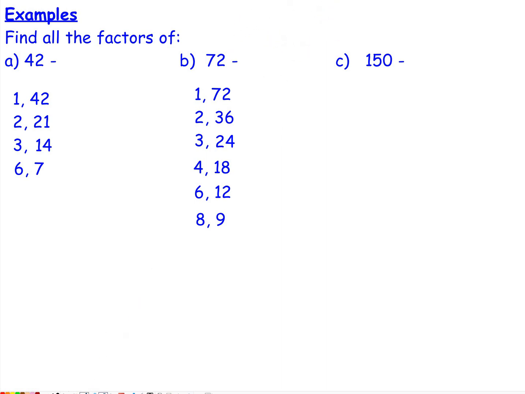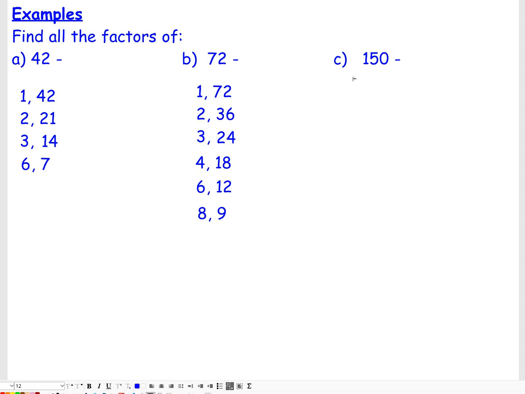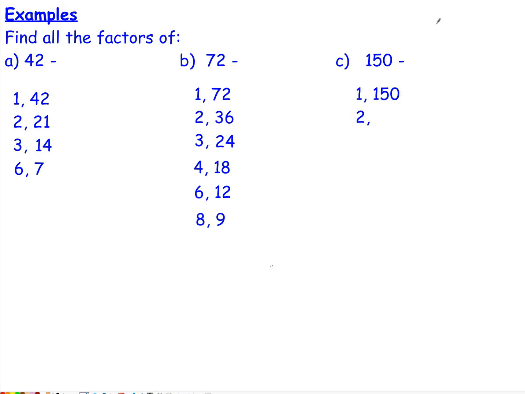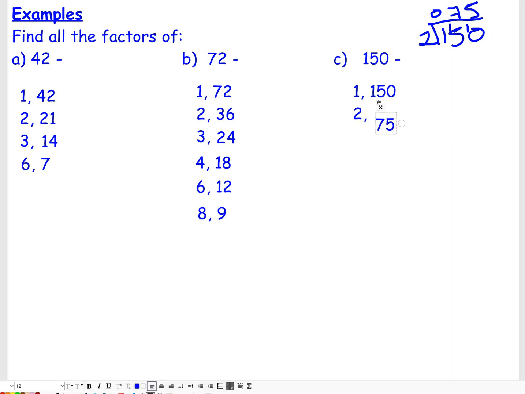So, first pairing, 1 and 150. Next, does 2 go in? Well, if you're unsure what half of 150 is, do your bus stop. How many 2's in 1? 0, carry the 1. How many 2's in 15? 7, remainder 1. How many 2's in 10? 5. So our answer is 75.